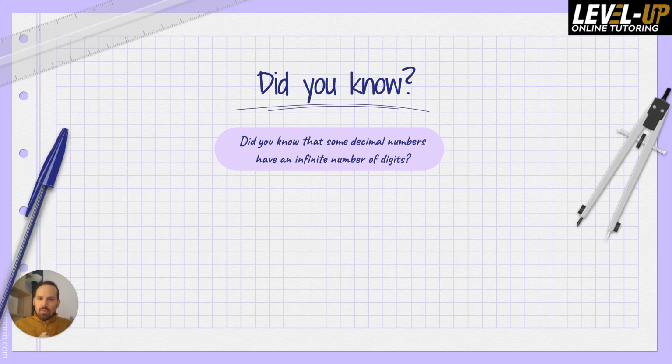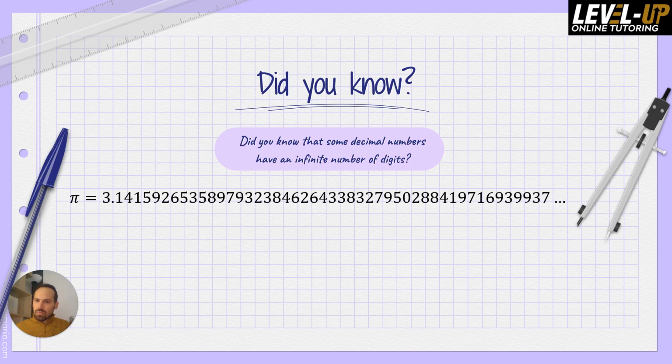So let's finish up with a fun one. Did you know? Some of this stuff you might encounter in GCSE, but potentially not. It's a bit more higher level math. So we have other types of decimal numbers that have an infinite number of digits, like say pi, for example, which is something you're going to encounter in geometry, all to do with circles and things like that. This is a number that goes on forever and it never repeats. It just has new digits going on forever. This is what's known as an irrational number.